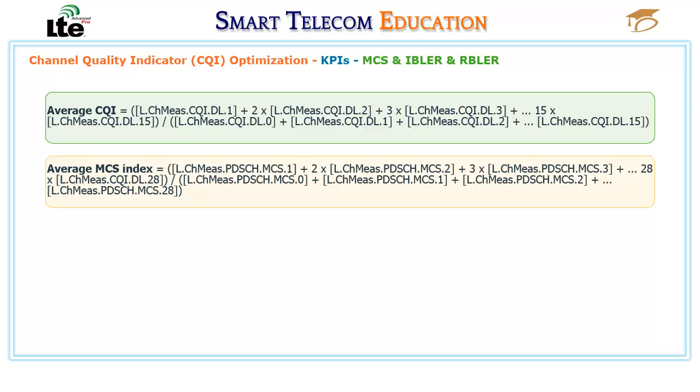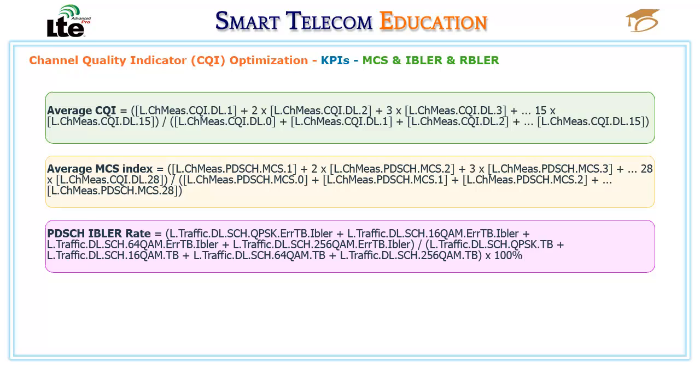The counters measure the number of times that an MCS index is used for scheduling in the downlink, and the MCS index ranges from 0 to 31. MCS index 29, 30, or 31 corresponds to a modulation mode for retransmission. The PDSCH IBLIR rate provides the rate of the initial downlink erroneous transport block size index.